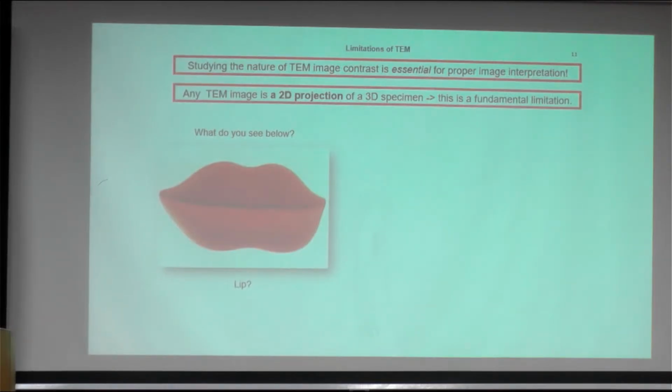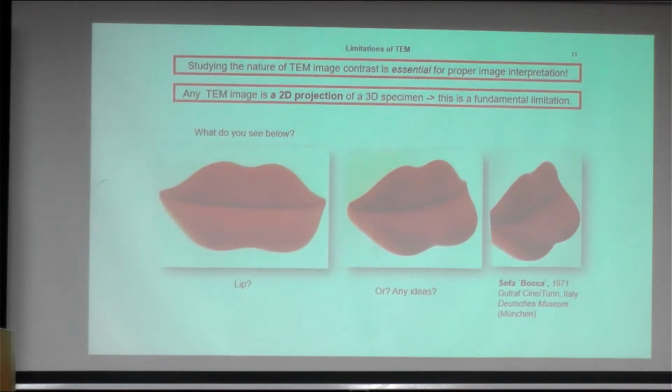Now, if we look at these objects from another projection, rotated a little bit, maybe we see maybe this is still some lips, maybe the mouth a little bit open. But now, if we look from another projection, we can see this is a sofa. I took it in the Deutsches Museum in Munich, and this is a really nice example that in TEM you have 2D projections of 3D objects, and this is a fundamental limitation of TEM. So you should think about this and care about this.